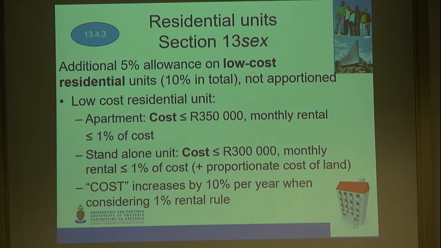So if my cost was 200, now it's 220. Multiply that by 10% to get what your rental can be. So in year two, it can be 2,200 Rand. So essentially, funny wording, but essentially the rental can just increase by 10% per year, and you will still fall under the definition of it being a low-cost unit.